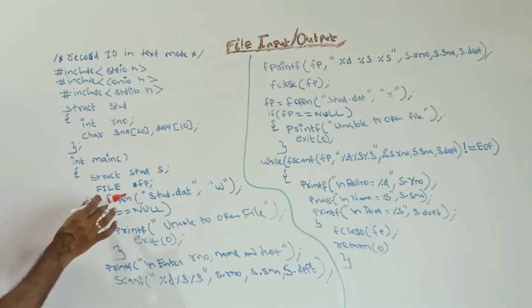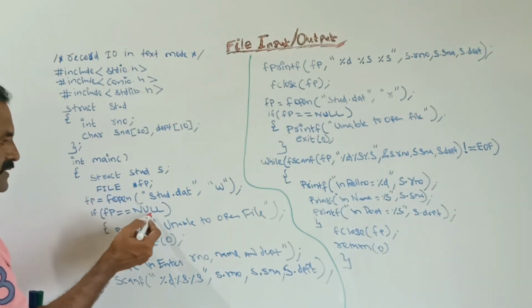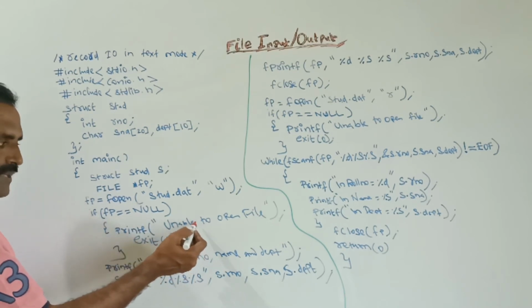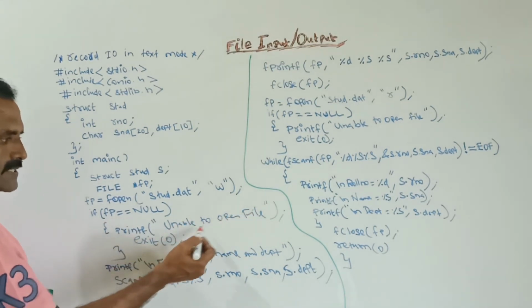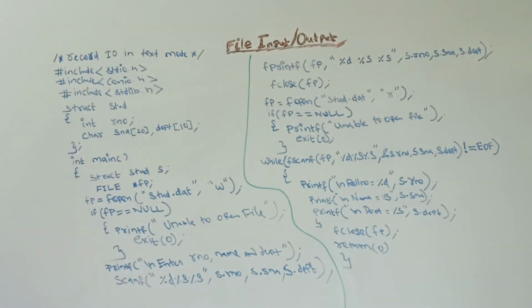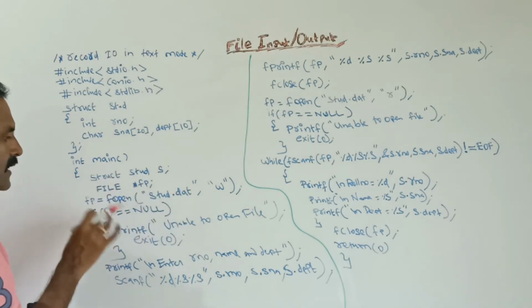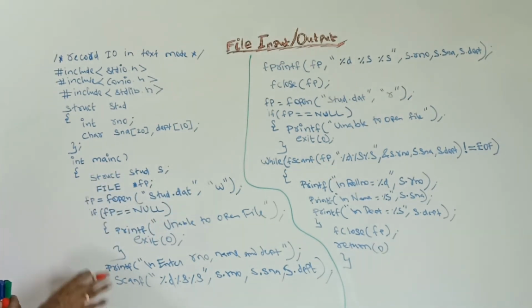After opening the file, by the help of this if condition I am checking: if fp is equal to NULL, then print the message unable to open the file, and exit 0 means it will come outside the program. Suppose it is not NULL, then the file has opened, so it will directly come here.